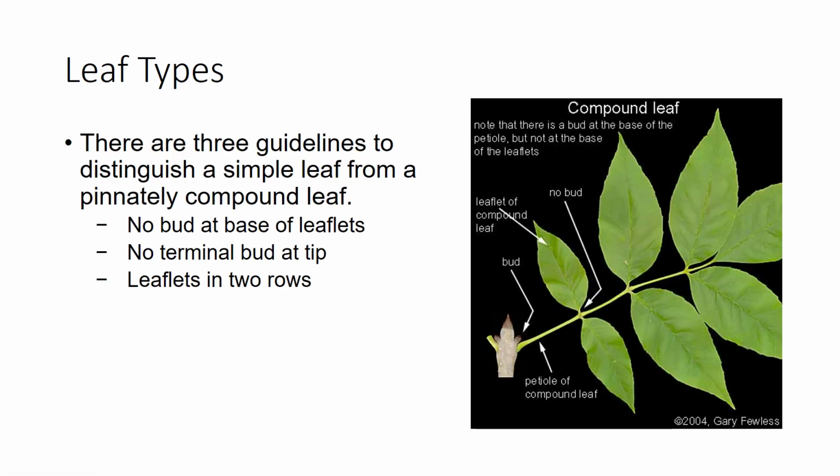There are three guidelines to distinguish a simple leaf from a pinnately compound leaf. Leaflets never bear buds in the axils of their petioles. The tip of the rachis never has a terminal bud, and leaflets are always arranged in two rows, never in a spiral, whorled, or decussate phyllotaxy. So when you're out there looking at leaves, look for the bud.